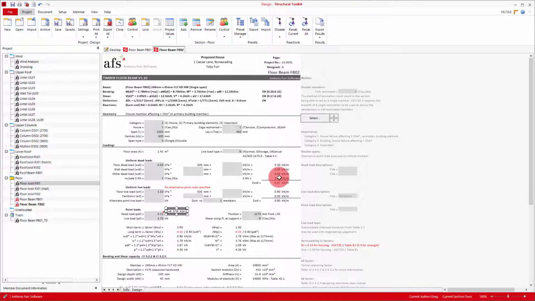Looking at our member size, we can see it will work as a 190 by 45 F17. And with that, our second beam is complete.